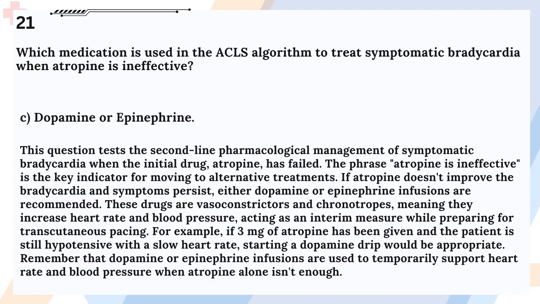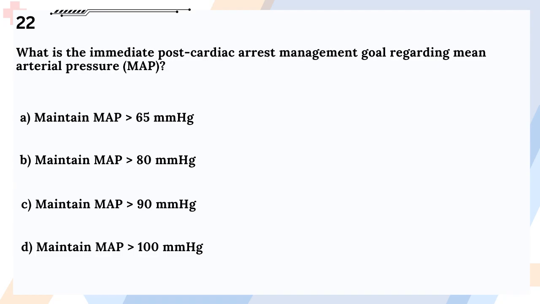enough. Question 22. What is the immediate post-cardiac arrest management goal regarding mean arterial pressure, MAP? A. Maintain MAP greater than 65 mm of mercury. B. Maintain MAP greater than 80 mm of mercury. C. Maintain MAP greater than 90 mm of mercury. D. Maintain MAP greater than 100 mm of mercury.